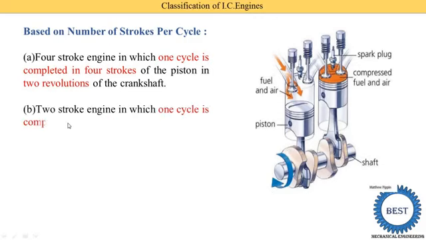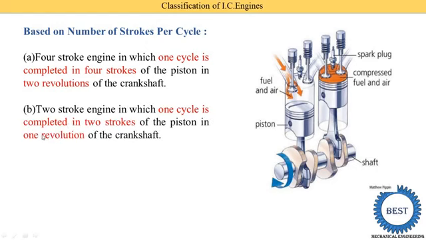Another is the 2-stroke engine. 2-stroke means one cycle is completed in 2 strokes of the piston. 2 strokes of the piston means 360 degrees of rotation of the crankshaft, and 360 degrees means 1 revolution of the crankshaft. So it is known as the 2-stroke engine. Generally, in a 2-stroke engine a port is used, and in a 4-stroke engine a valve is used, as you can see in this image.